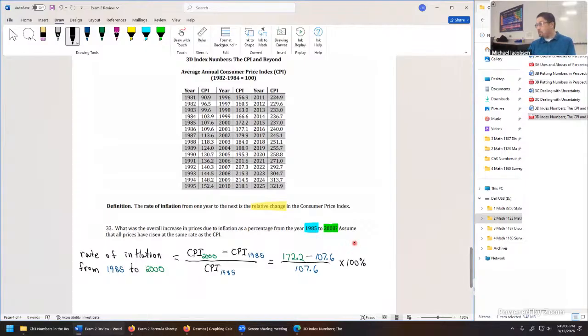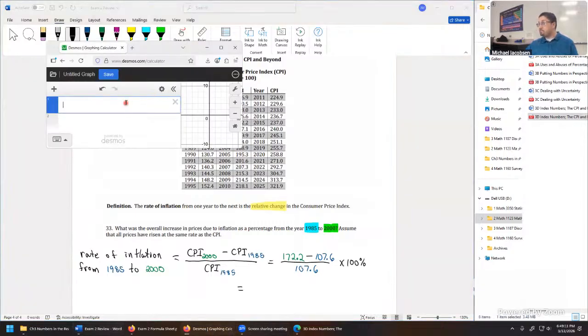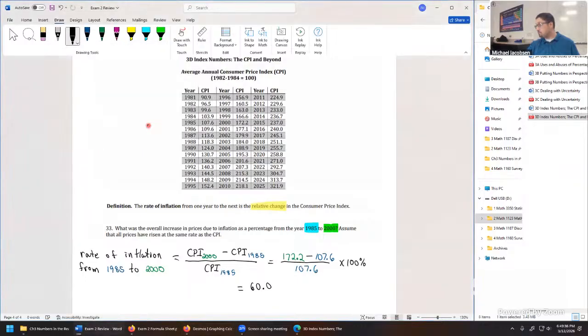And then finally, this is how it all comes together. We're just going to dive into the calculator on this last step and take 172.2 minus 107.6. The base year must go into the denominator, so that's consumer price index of 107.6 again. Multiply that by 100, and we round this to one decimal place, we get 60.0%. So the rate of inflation from the year of 1985 all the way over to year 2000 was 60%.